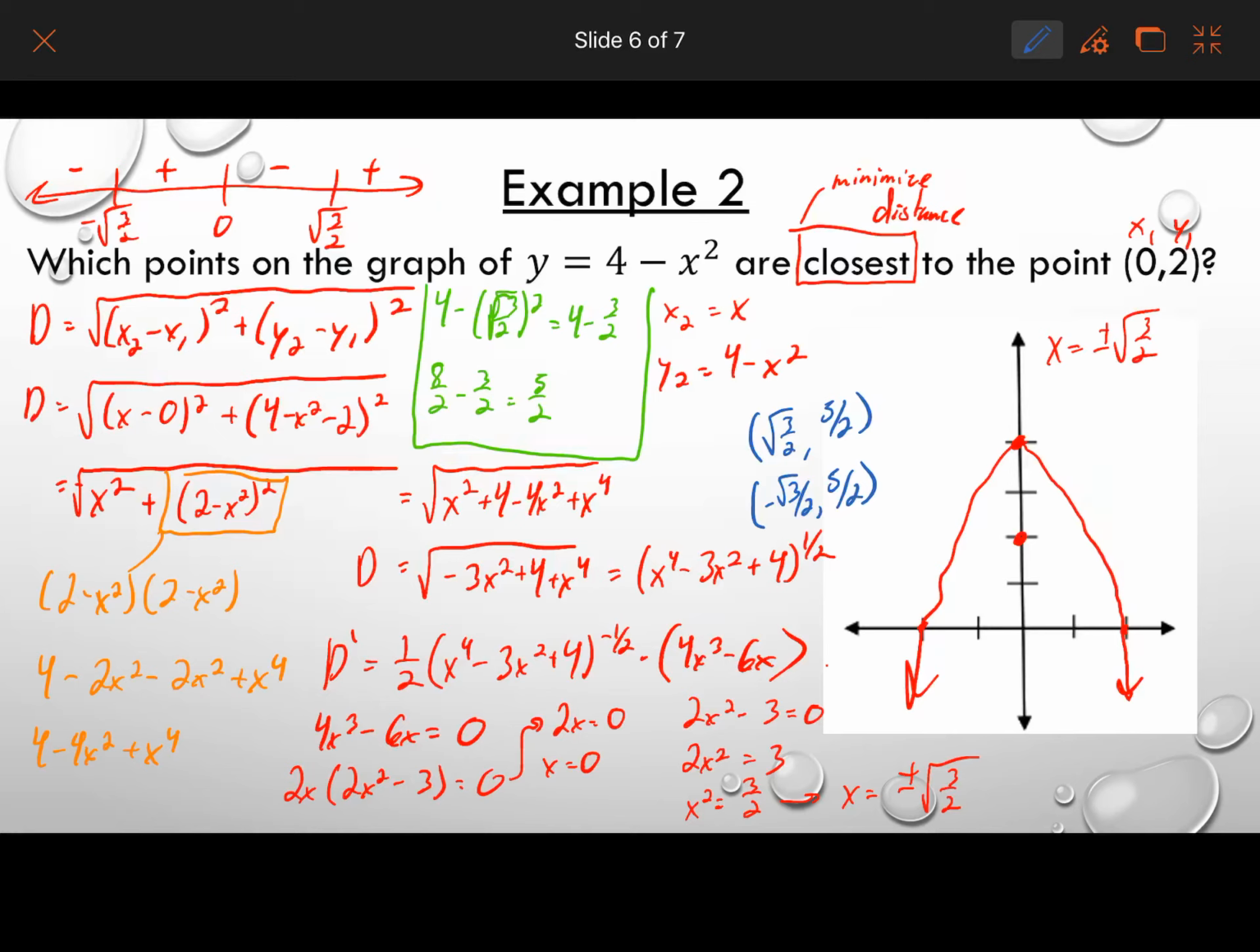So those are the 2 points on this graph that are closest to 0, comma 2. I think it ends up being somewhere here, if I recall. It ends up being somewhere in this region. Those are the 2 closest points on this graph to 0, comma 2. Okay, so that's it for our lesson on optimization.